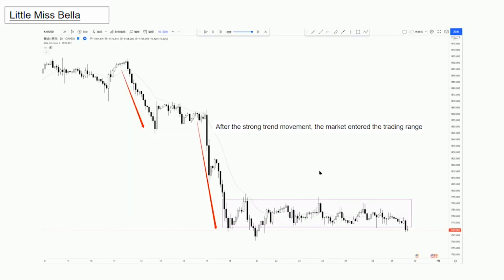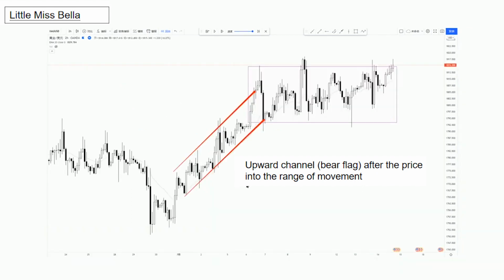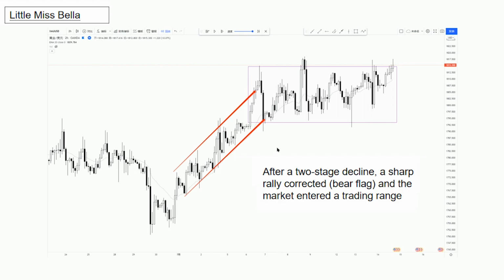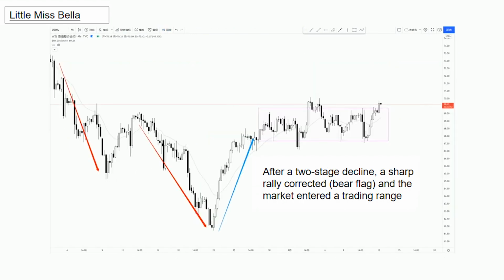The first one is that the market entered the trading range after a two-stage downward strong trend movement in the 2-hour chart of gold. The second one is that gold made an upward channel for 2 hours and the price entered the horizontal range movement. The third is the 4-hour chart of US crude oil, a two-stage decline, a strong upward correction followed by a trading band. In this case, we can see that the market usually moves rapidly before entering a trading band.